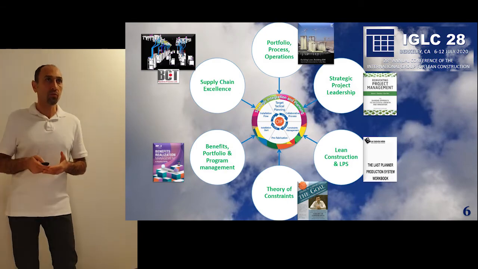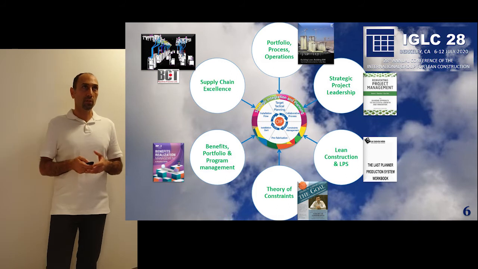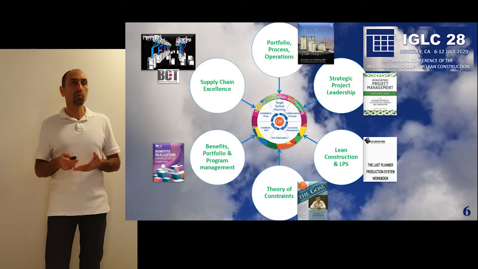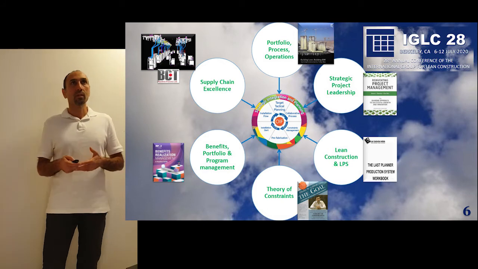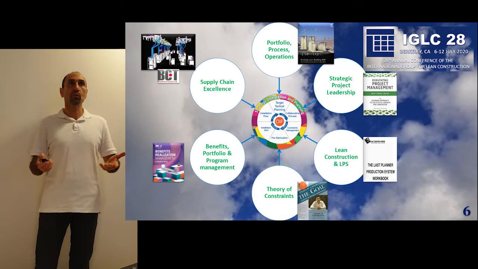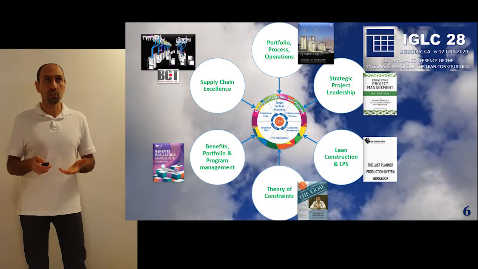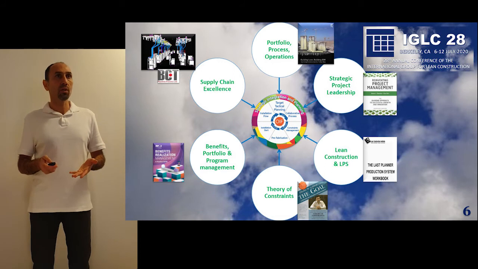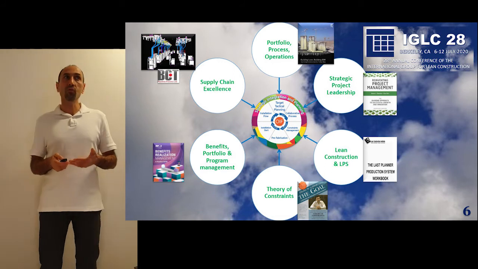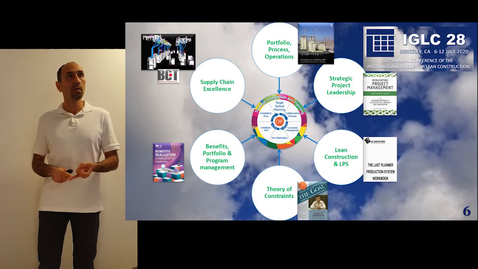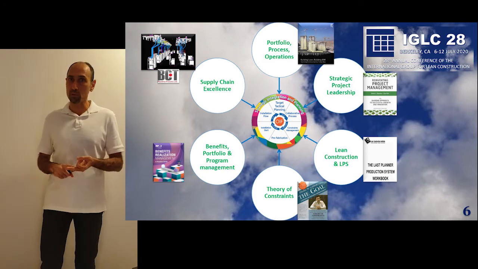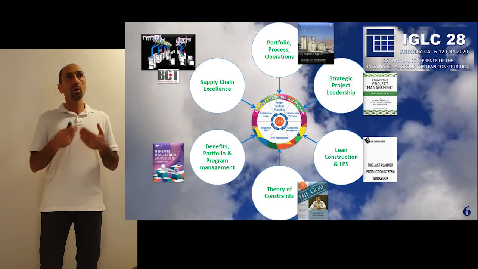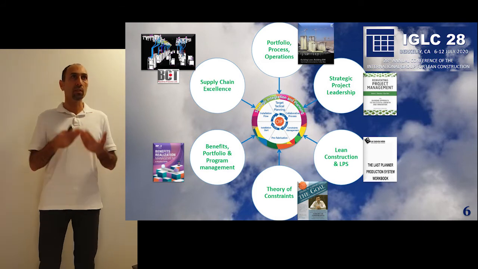OIF, Optimized Installation Flow, has 6 main origins. First is the portfolio process operations, the PPO model introduced by Professor Zaks, my co-writer. Strategic project leadership, the diamond approach by Professor Shenhar. Of course, lean construction and LPS, the Last Planner System. By Dr. Eliyahu Goldratt, we have the theory of constraints. And from PMI, we have benefit realization management, portfolio management, and program management, 3 great standards. On top of that, as you can see here, supply chain excellence, we learned a lot, I learned a lot from my trades' capabilities.